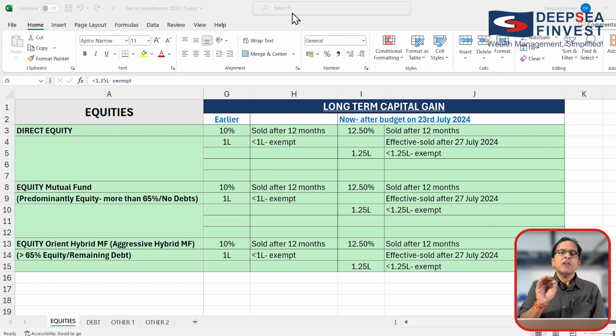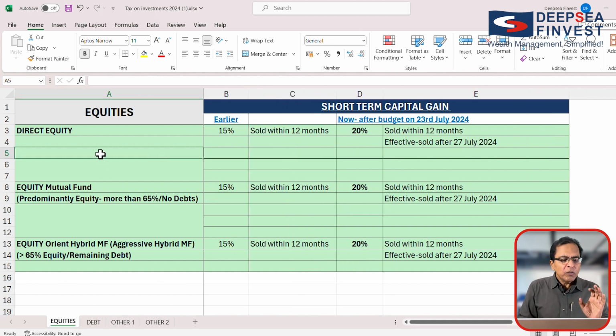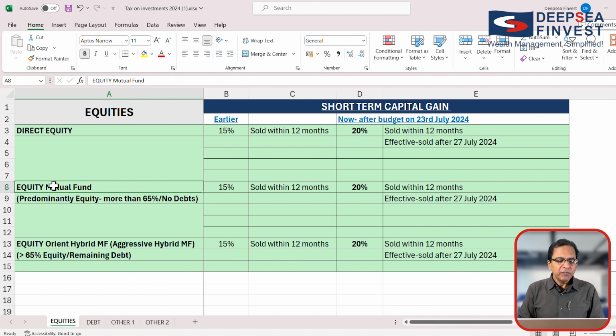Now friends, this is not very simple. It is bit complicated, and in my Excel sheet I have taken all the assets like equity, mutual funds, debts, InvITs, gold, all types of investments, so that this Excel sheet can give you a very good reference point. So now coming to the Excel sheet, you can see that my first sheet is about equity. Let us understand. So there is long-term capital gain, as you can see here, and also short-term capital gain. Now, talking about direct equity and equity mutual funds and equity oriented mutual funds, which are also called aggressive hybrid fund, all these are listed here.